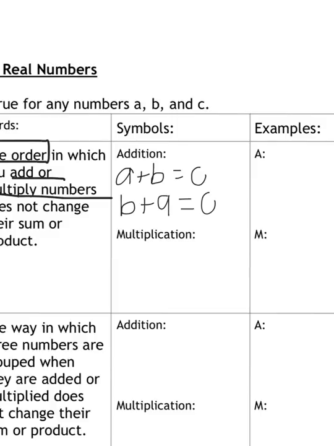So we can explain this using symbols A, B, and C. As you can see, A plus B equals C is the same as B plus A equals C. So no matter which way those numbers are ordered, either A or B or B or A, they will still equal the same answer, which is C.